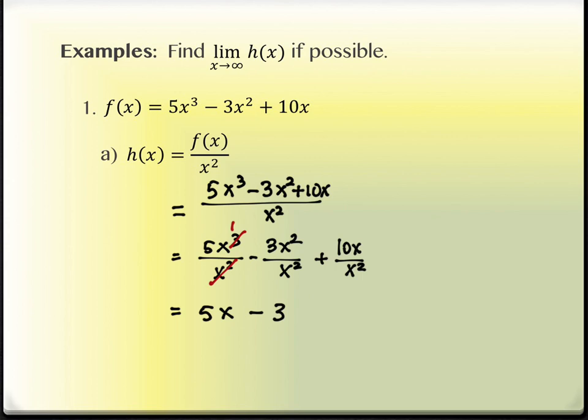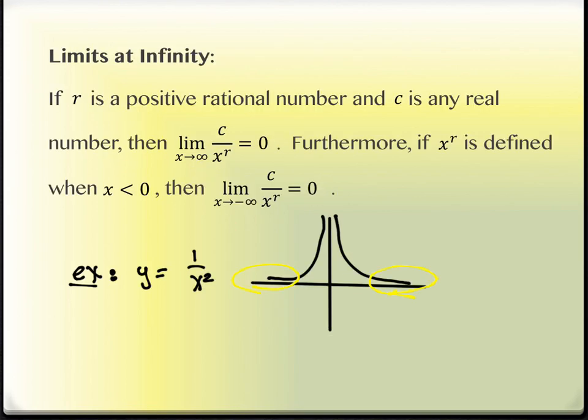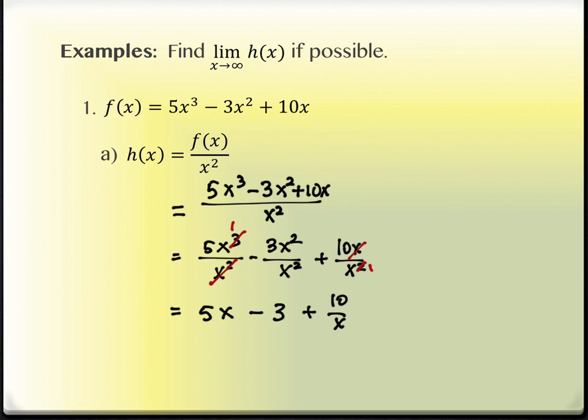What would I do for the 10x over x squared? Yeah, I would get just 10 over x. So one of the x's on the bottom would cancel with the x on top. Now, the piece at the end, the 10 over x, looks like this form, right? I have a 10 on top, that's a constant. I have an x on bottom, that's my x. Its power is not exactly exciting, but it's a power of 1. So it fits the criteria.